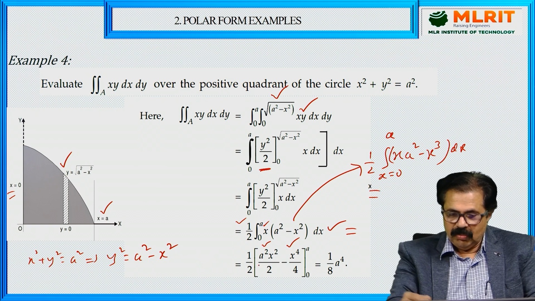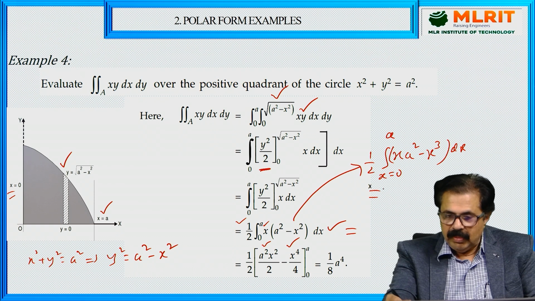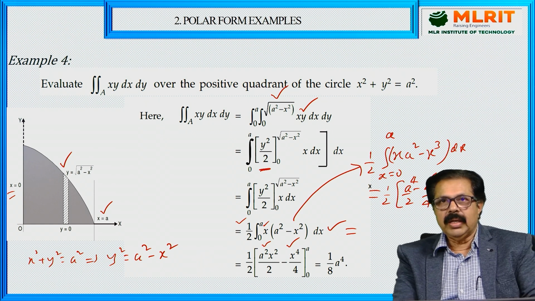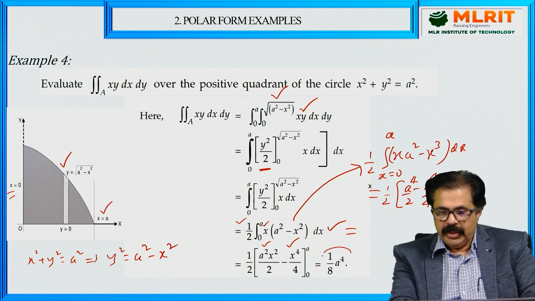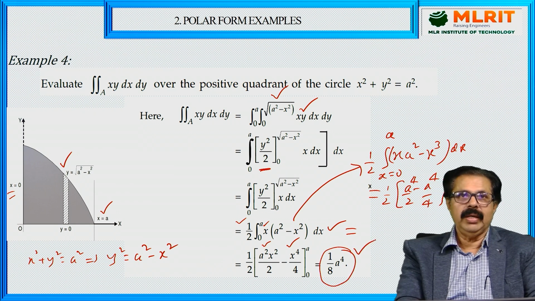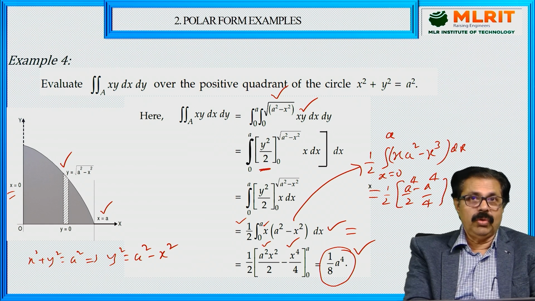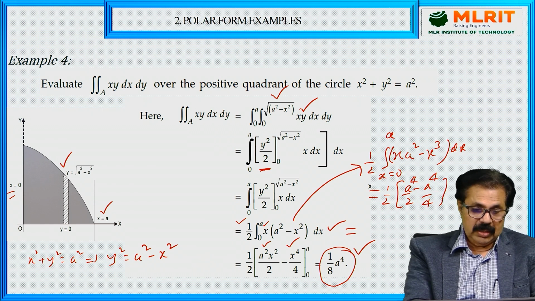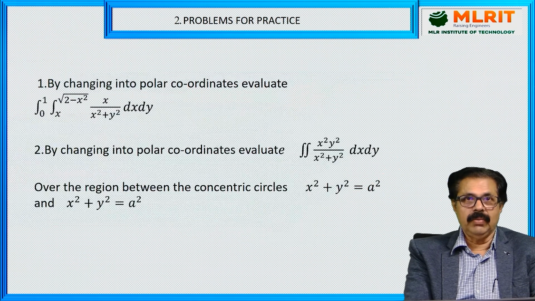So what is that now? 1 by 2 times a raised to 4 by 2 minus a raised to 4 by 4. So a raised to 4 by 2 minus a raised to 4 by 4 will be a raised to 4 by 4, multiplied by 1 by 2. So you get the final answer a raised to 4 divided by 8. Okay, so now if you see here, directly we have done. By the way, if you don't want to do it directly, you can convert into polar form. So let us see alternatively how to do that.